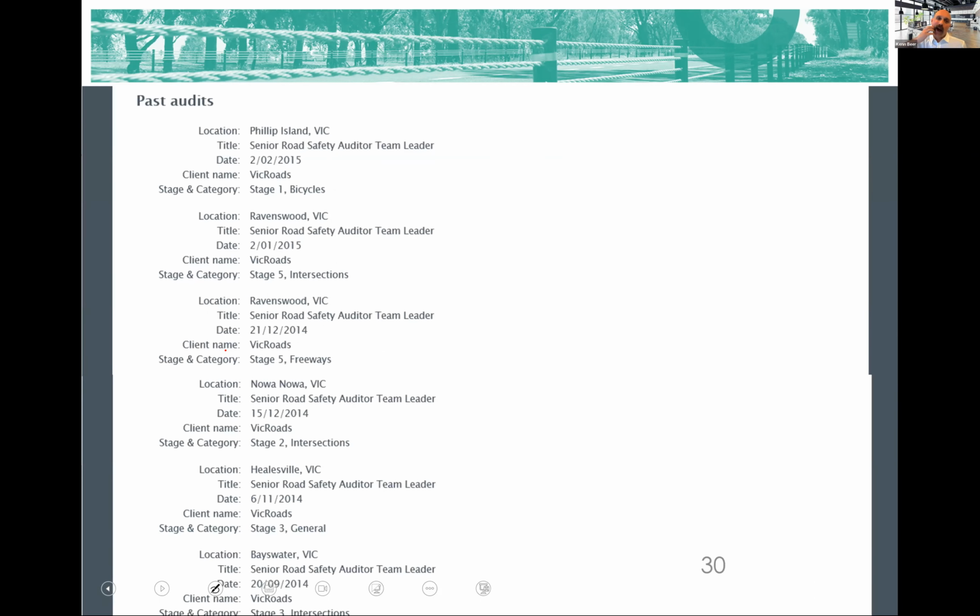And then in terms of past audits and what people see, they only see limited information about the audit. So they'll see this big list of what you've logged. Where was it? What was your role? When did you do it? Who was the client, and what stage was the audit? So feasibility, concept, detailed design, post opening, and did it have any specific theme to it? So that's all they'll see.